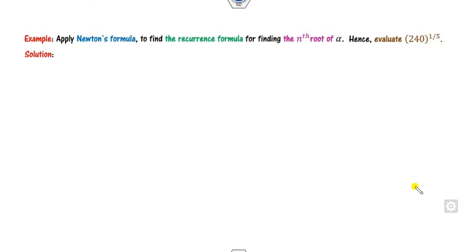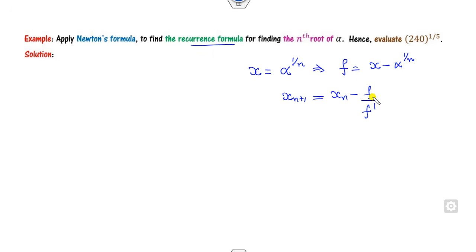Look at the last example here. Apply the Newton's formula. Find the recurrence formula for the nth root of alpha. Fine. So once you are using this, what will be your f? If you write it as alpha here, this is my f, then what will be f upon f dash? If I substitute this value, this is x minus this. The derivative will be 1, so clearly xn will be cancelled out. It will be alpha raised to power n, which is independent of x.